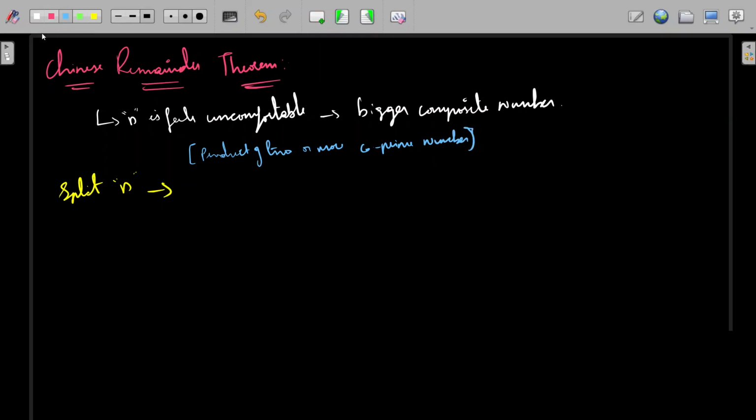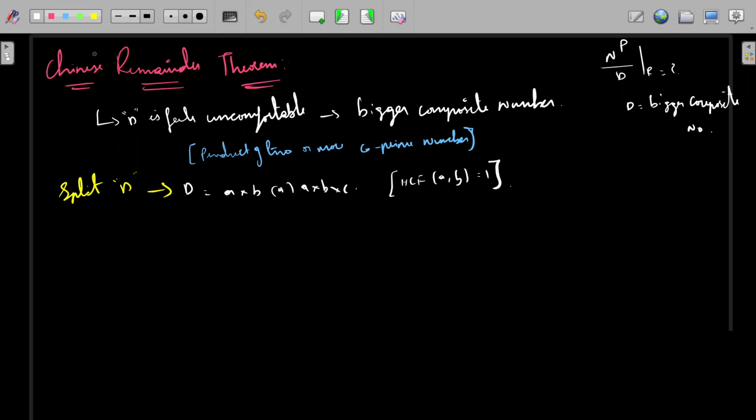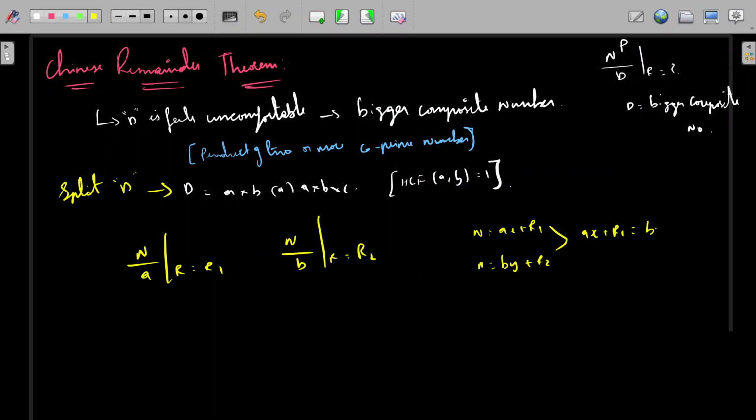For example, if I have a number to the power a divided by d, and I want to find my remainder, and d is a bigger composite number, then I'm going to convert d as a product of two or more numbers like this, where the highest common factor of a and b should be 1. After dividing like this, I find the remainder individually. Let us consider this remainder as r1, and find the other remainder r2, and then we combine. So n is ax plus r1, n is by plus r2. Just combine this: ax plus r1 equals by plus r2.